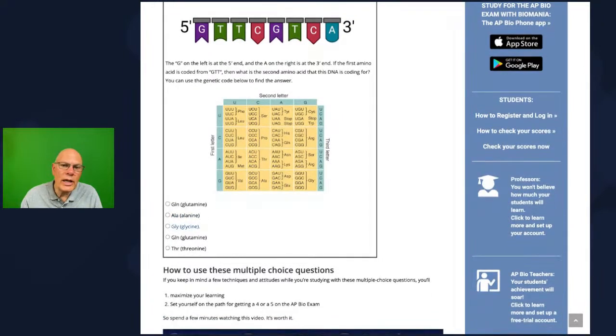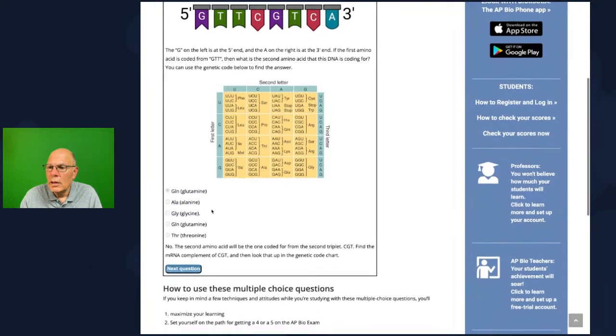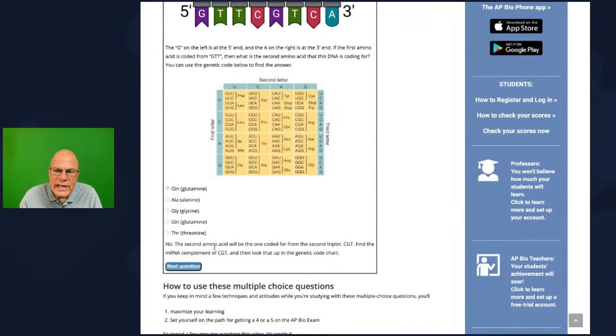I just want to show you what would have happened if you got it wrong, though. Like, if you did put GLN, glutamine. You get a hint. The second amino acid will be the one coded from the second triplet, CGT. Find the mRNA complement of CGT and then look up that code in the genetic code chart. So again, this is how I wrote Learn-Biology. Wrong answers get hints, and those hints will guide you to the correct answer.